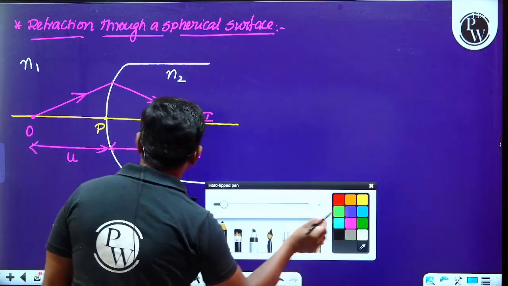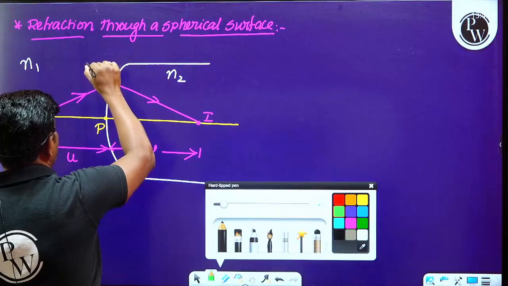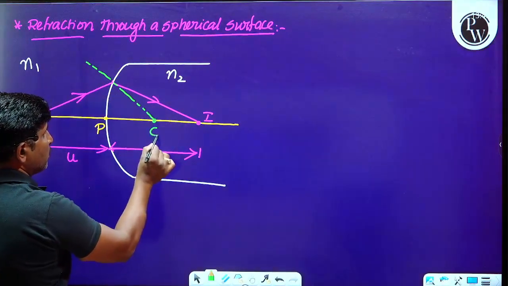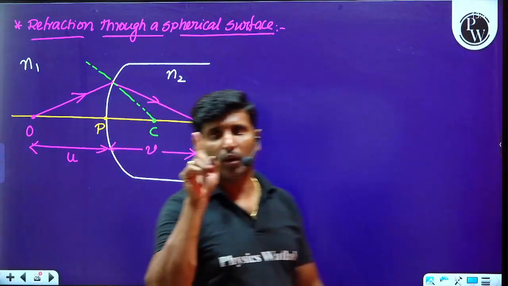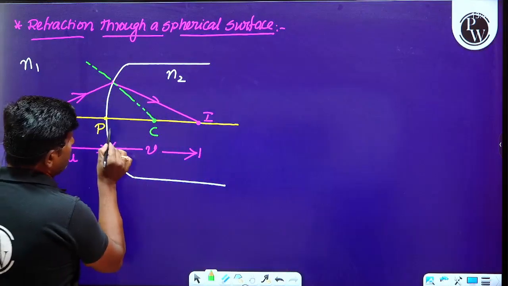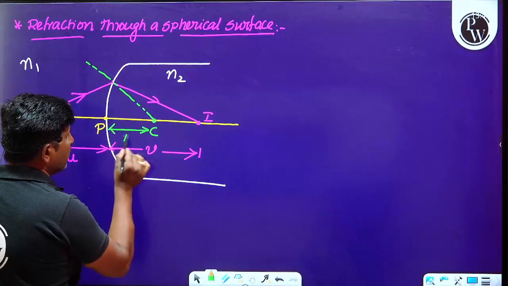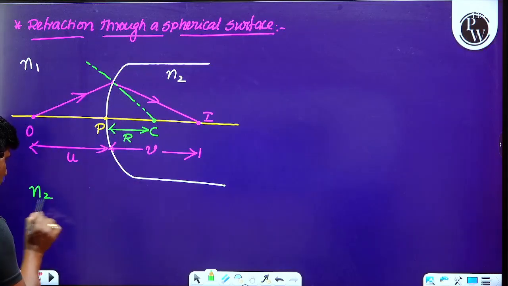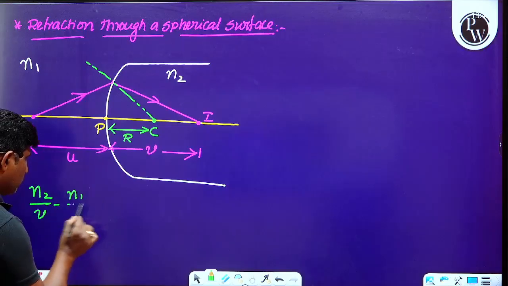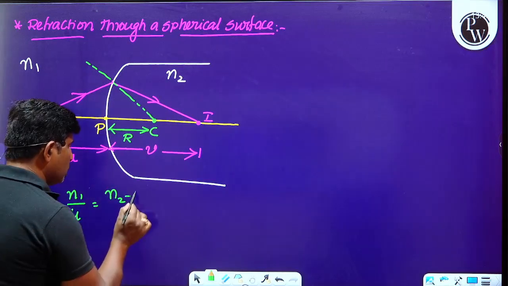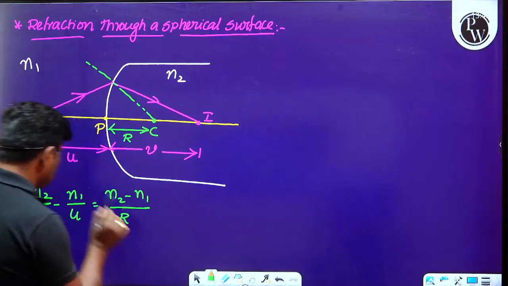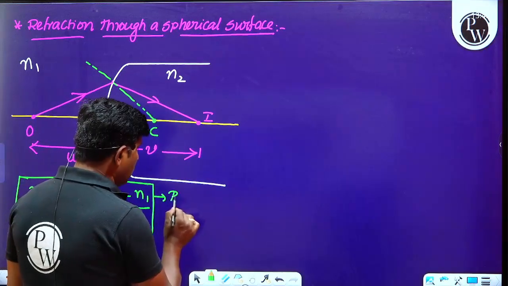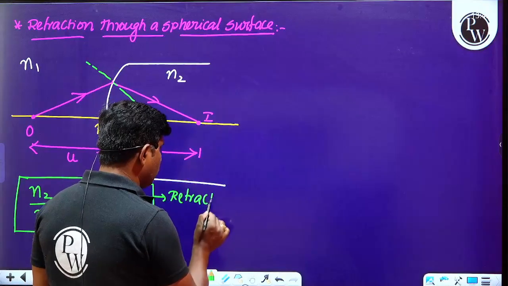Okay, so whenever we draw a line through that point to the principal axis, it will meet at a point called the center of curvature. And if capital R is the radius of curvature, then we can write the relation: n2 by v minus n1 by u is equal to n2 minus n1 divided by R. And we can call this the refraction formula.